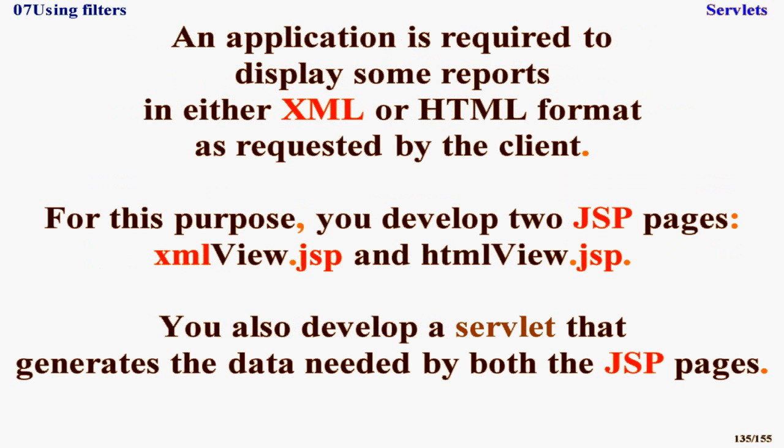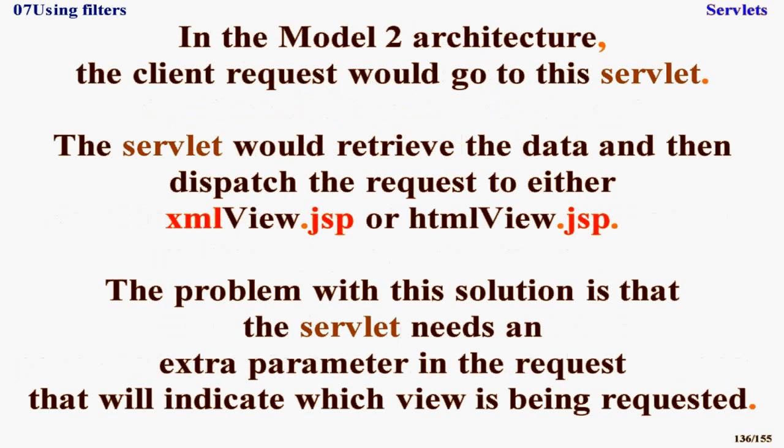For this purpose, you develop two JSP pages: XML view.jsp and HTML view.jsp. You also develop a servlet that generates the data needed by both the JSP pages. In the Model 2 architecture, the client request would go to the servlet. The servlet would retrieve the data and then dispatch the request to either XML view.jsp or HTML view.jsp.